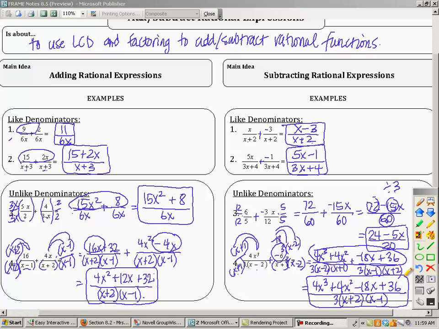Again, they do get a little bit difficult as we go through, but we're going to try 3 more on the back just to make sure we're okay with what we're doing.